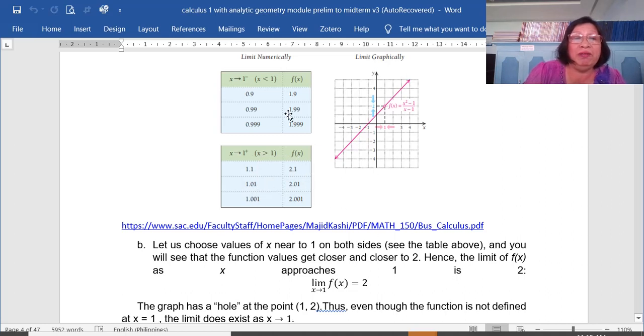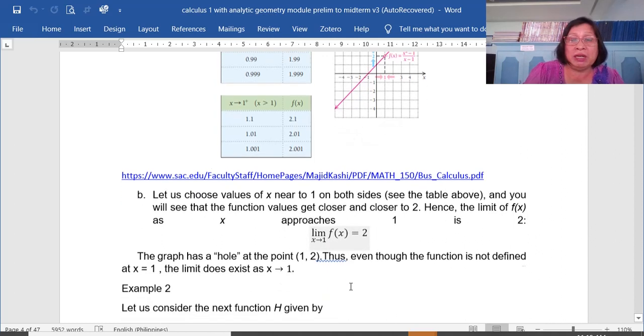So if you will set x as 1.01, you will have the f of x, the value of y, that is in terms of limits, 2.01. So for the example number 2, let us choose values of x near to 1 on both sides. And you will see that the function values get closer and closer to 2. Hence, the limit of f of x as x approaches to 1 is equal to 2.